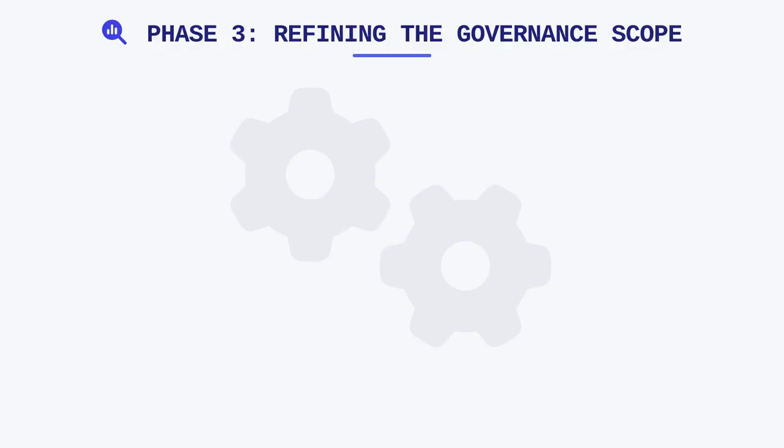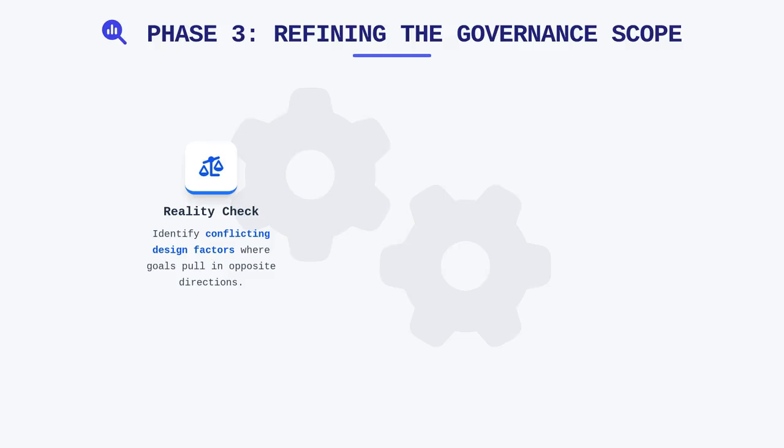Once you have an initial scope, Phase 3 requires you to refine the scope of the governance system through a reality check regarding your specific context. This is the stage where you identify any conflicting design factor inputs, as some organizational goals may pull the governance focus in diametrically opposite directions.